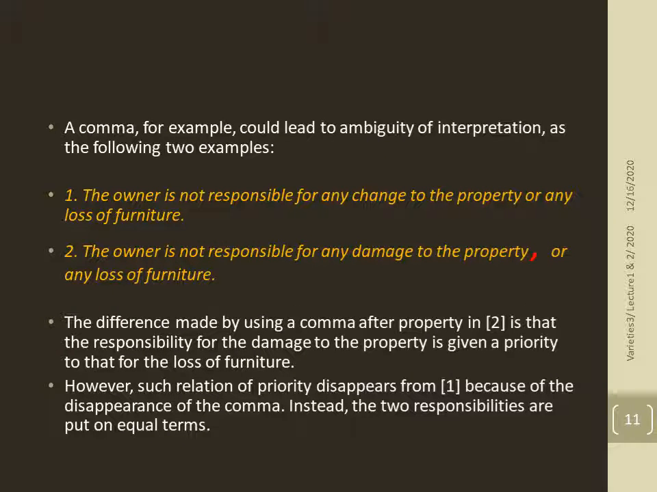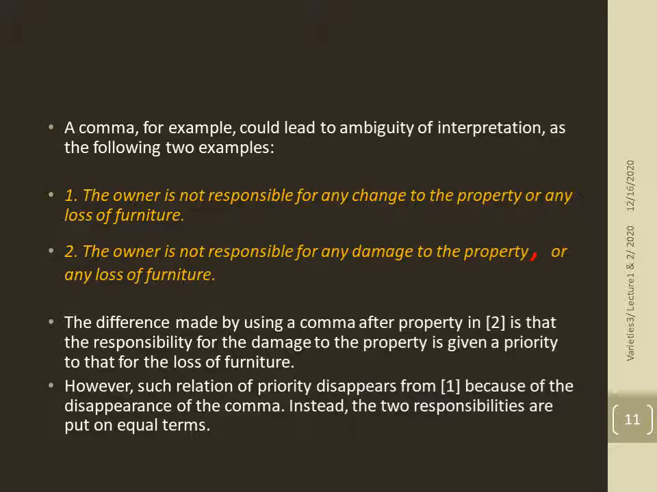A comma, for example, could lead to ambiguity and confusion of interpretation. As the following two examples show: the owner is not responsible for any damage to the property or any loss of furniture. The second example: the owner is not responsible for any damage to the property, comma, or any loss of furniture. Now, the difference made by using a comma after property in sentence 2 is that responsibility for the damage to the property is given a priority to that for the loss of furniture.